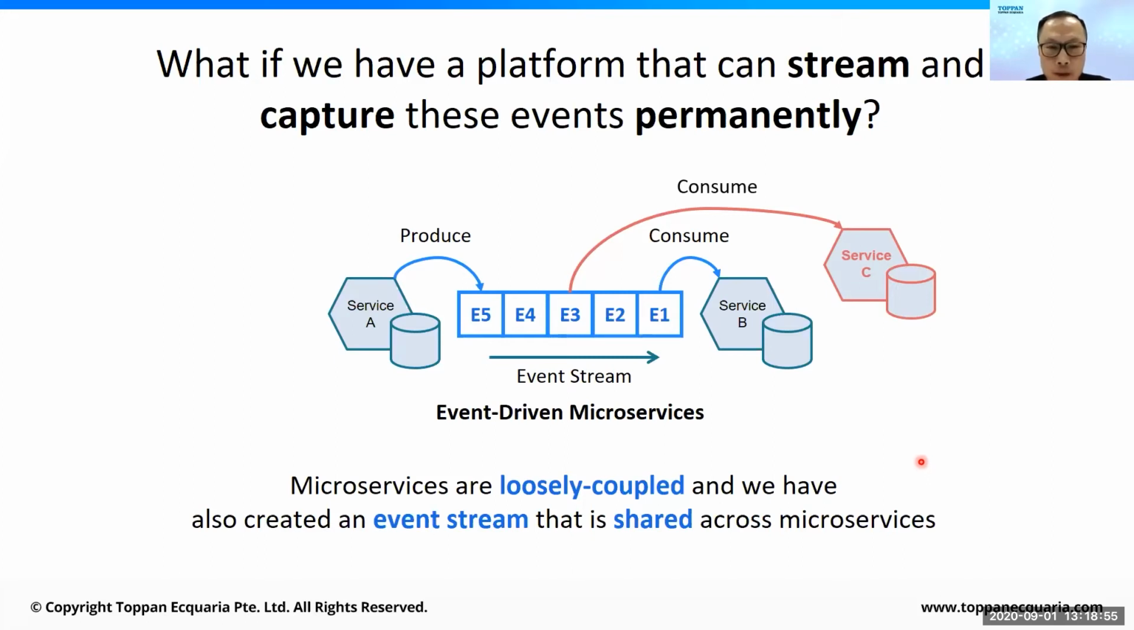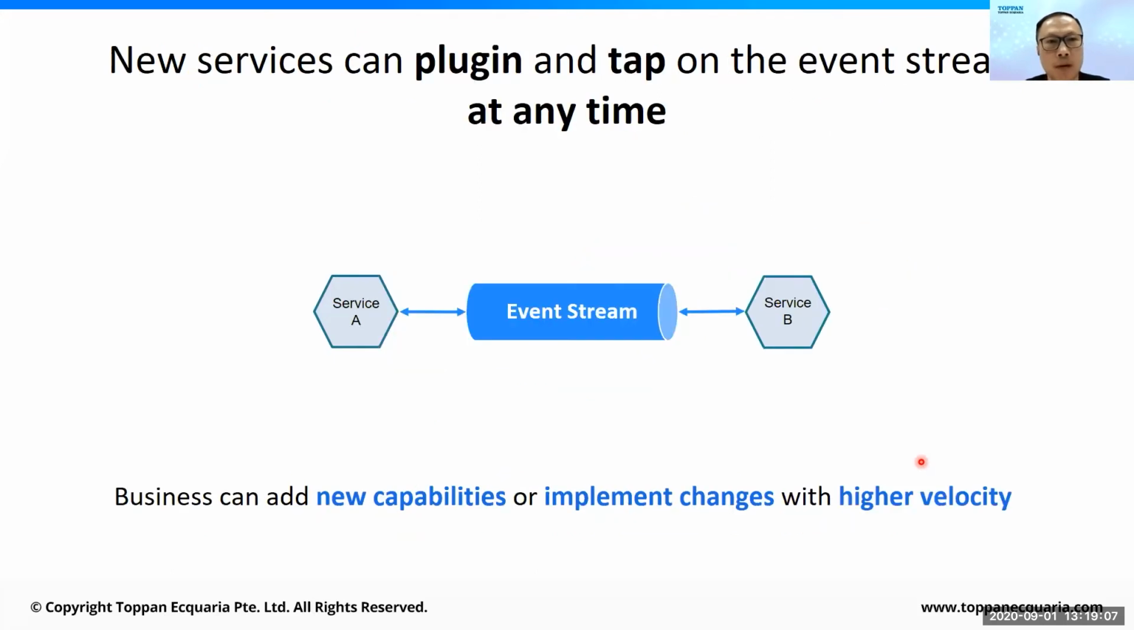So there's not even the need to contact the team, talk to the team that implements service A to say that I now need your event. So you just basically tap on the stream. So with this in place, new services can now plug in and tap on the event stream at any time. So business can add new capabilities easily.